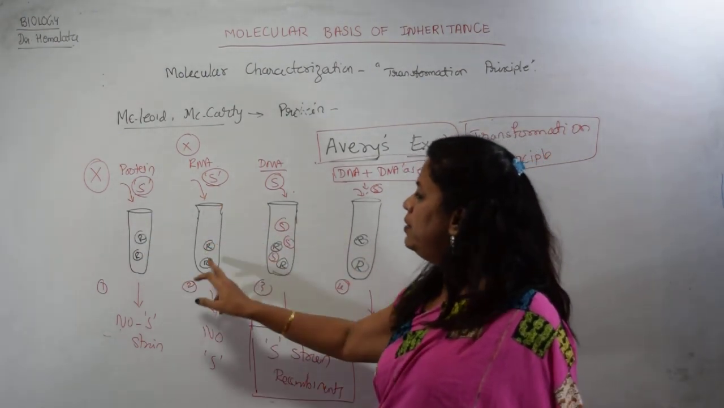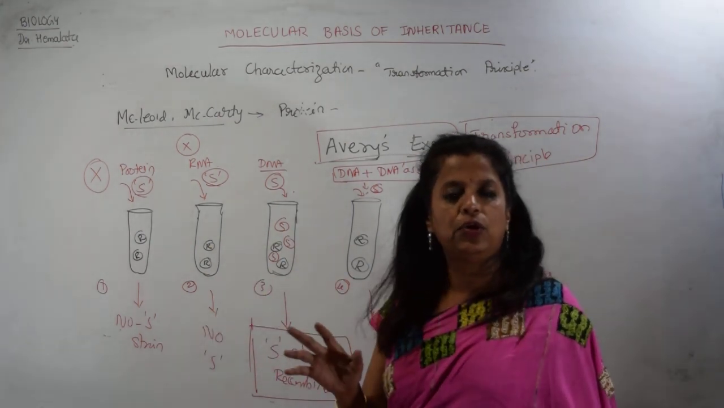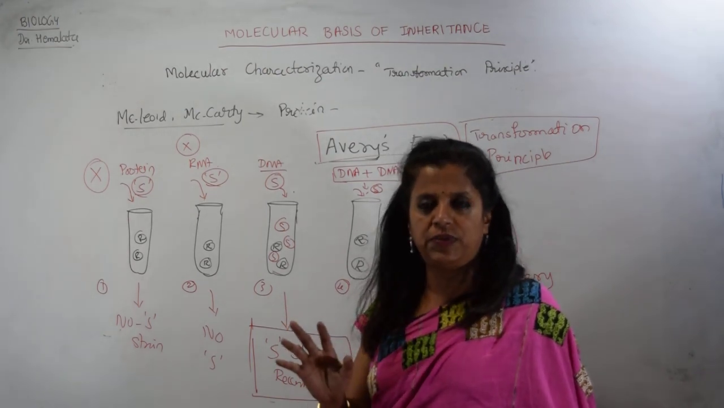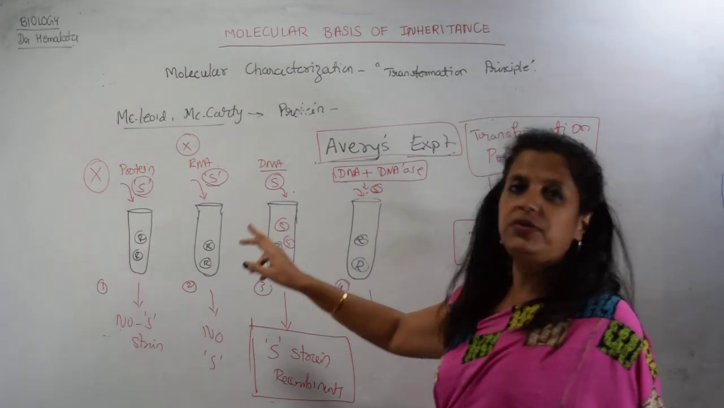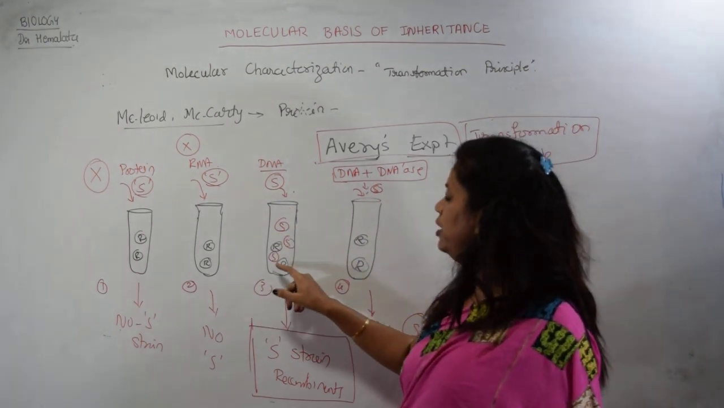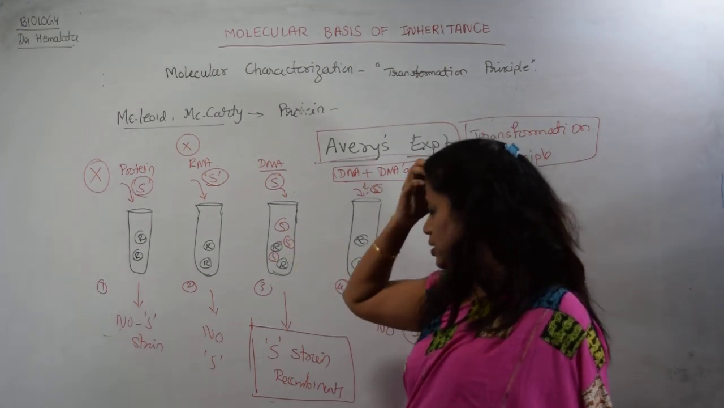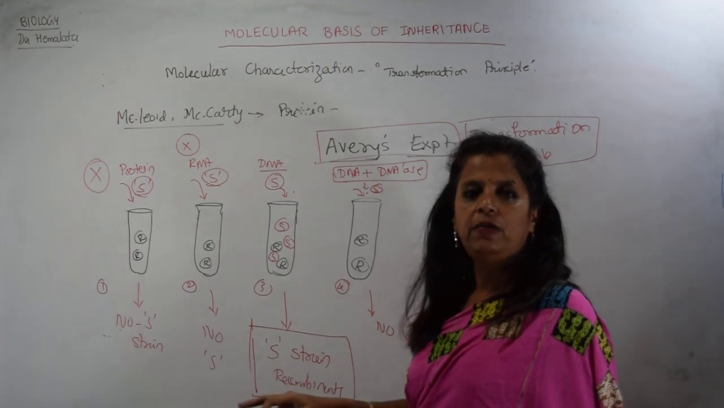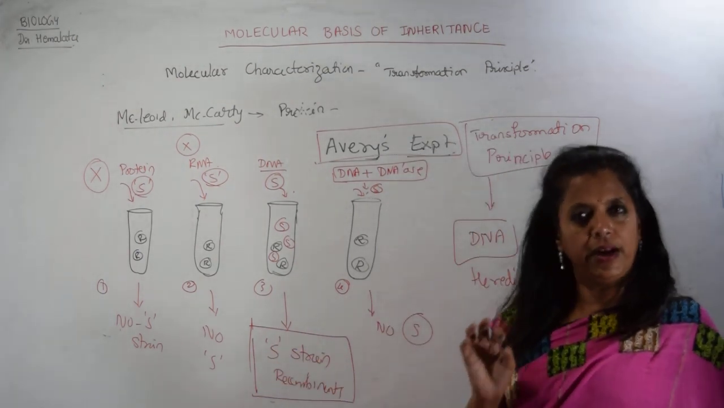In the second one RNA was added. There were no S strains, showing that RNA is also not involved in the genetic transfer. There is no transformation. This is not the transformation principle. Then when DNA was added in this vial, he found some S strains. These S strains indicate the involvement of DNA in genetic transfer, that it might be the hereditary material.